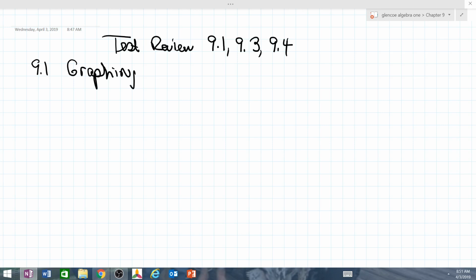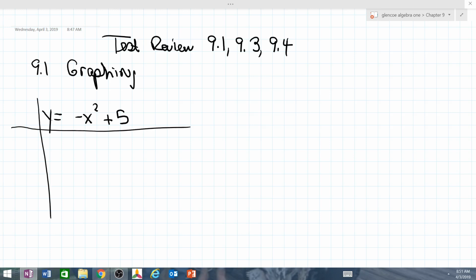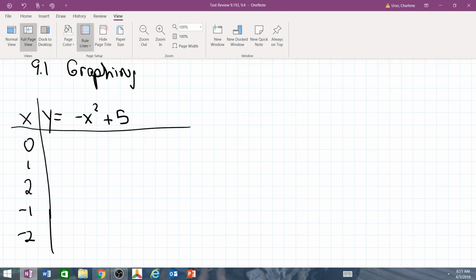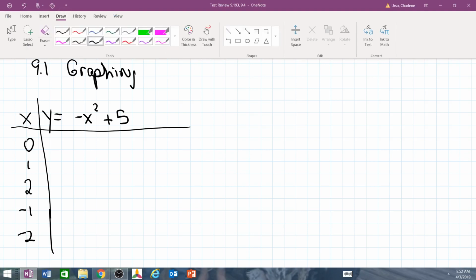My first example I'd like to use will be y equals negative x squared plus 5. So let's remember that when there are only two terms, an x squared term and an integer, it's extremely simple to realize what our vertex is going to be. If you were to put 0 in for x, and we make our little table, we would get that y is equal to negative 5.